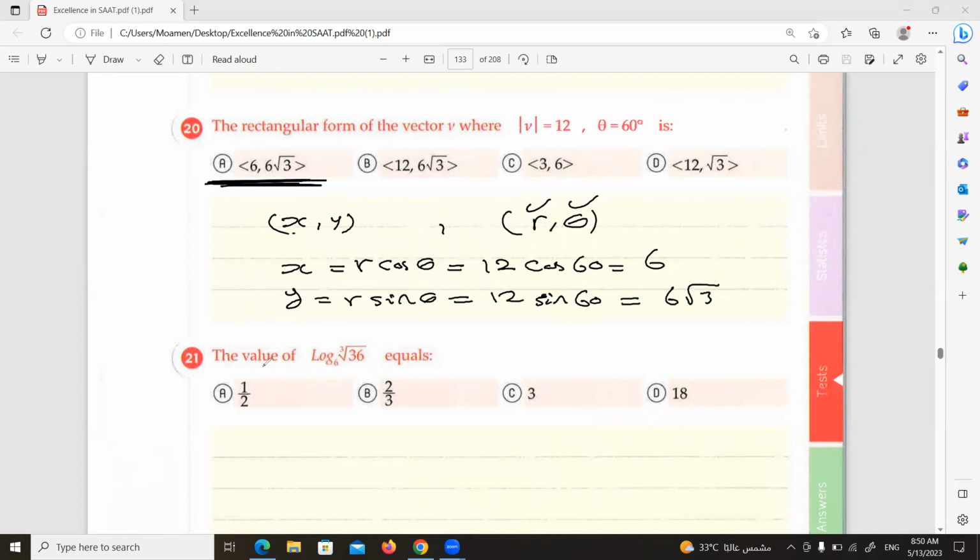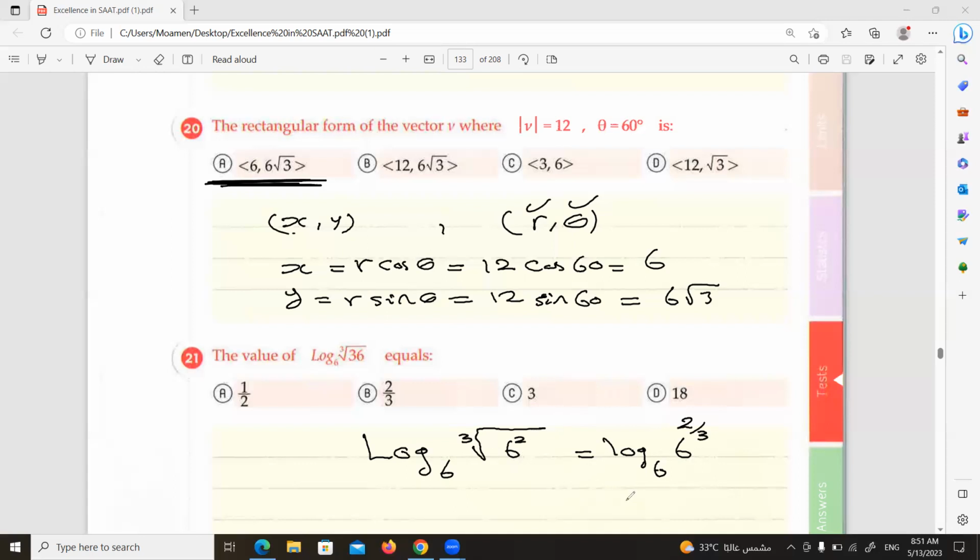Number 21, the value of log with base 6 of the cube root of 36. First, I write log with base 6, and I write the number another way. I write 36 as 6 power 2. So the cube root of 6 power 2. After that, I'll simplify it more. So log with base 6 of 6 power 2 over 3, because if you have a root, you divide the power by the value of the root.